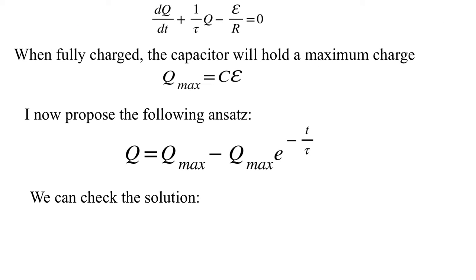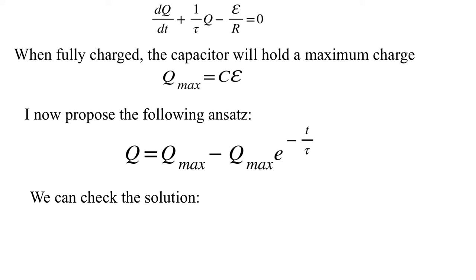Just clean this up again. Here's our differential equation that came out of Kirchhoff's laws. And we'll say when fully charged, the capacitor will hold a maximum charge that is its capacitance times the voltage that will be on it, which is the EMF. So the maximum charge in the capacitor is C times E. I'm now going to propose the following Ansatz. Ansatz is a fancy German word for answer. It's a technique where you say, I kind of know what's going to happen, and I'm going to put it in and see what that implies.